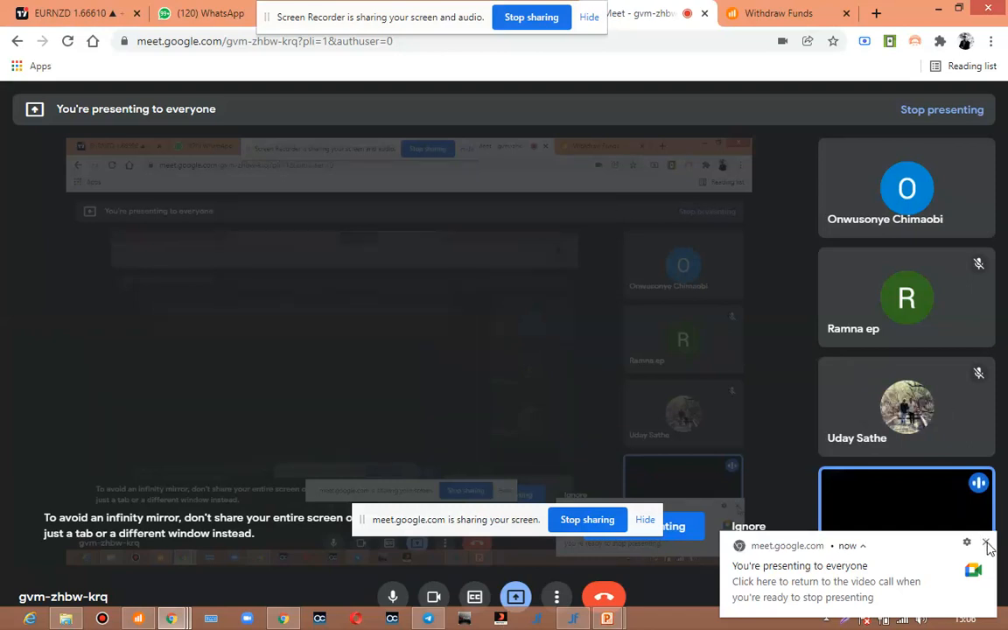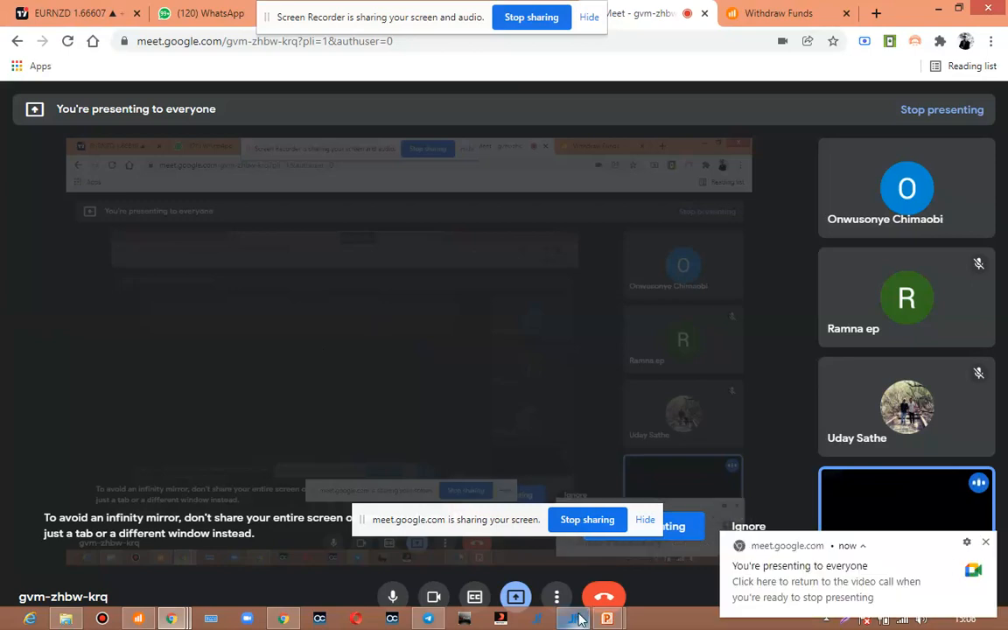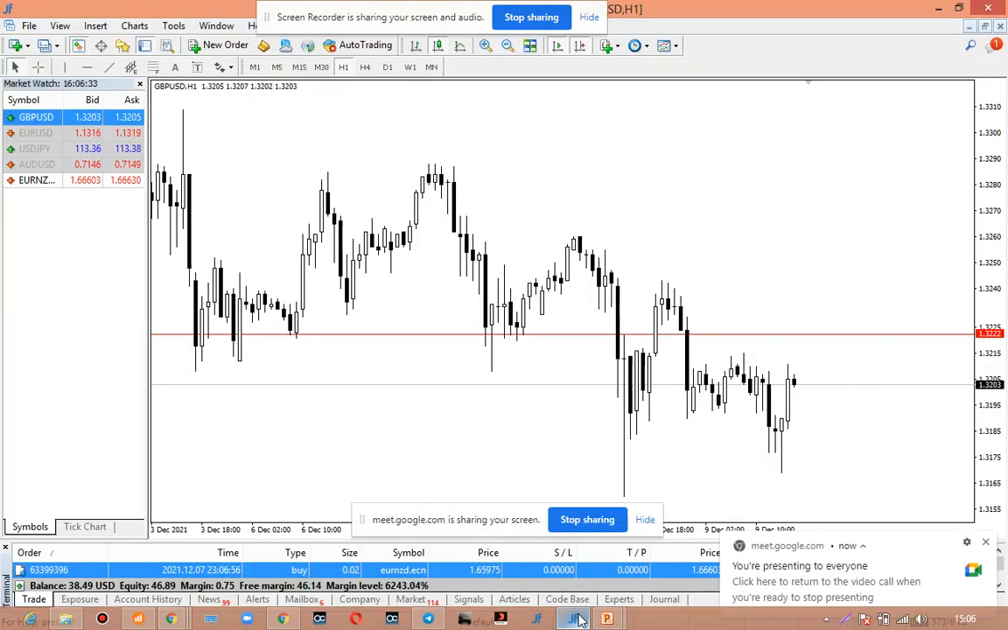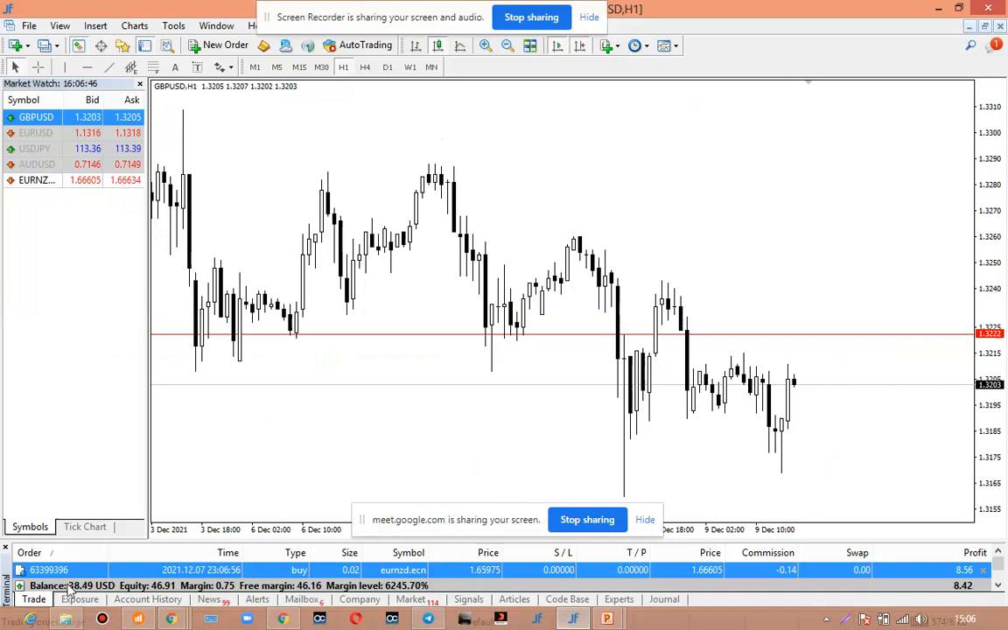So before that, let me first take some live trades. I'm going to be using MT4. Then also I'm going to be using IG option, MT4 and IG option. So I have reduced the balance to $38. So I want to show you how you can grow a small balance.